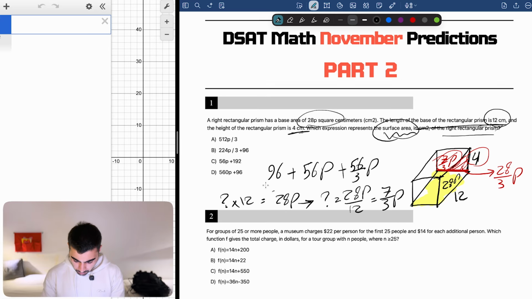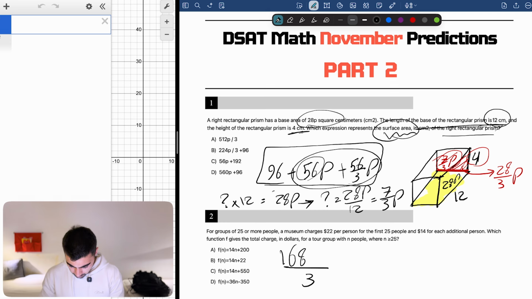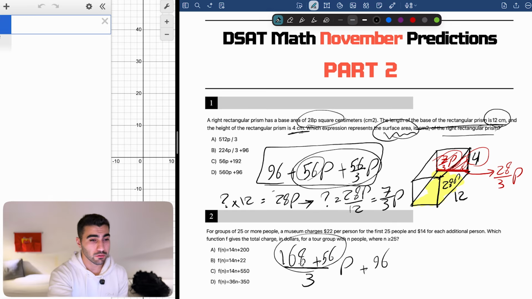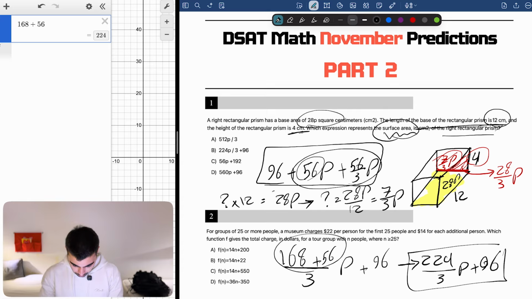So 2 times 28 over 3 π, because we have 2 of these faces, gives us 56 over 3 π. Now we need to find the sum of these, which is going to give us the surface area of this rectangular prism. So we need to add 56π and 56 over 3 π. The common denominator is going to be 3, and 56 times 3 gives us 168. Then 168 plus 56, I'll do it on Desmos, is going to be equal to 224 over 3 π, plus 96. So the answer is going to be choice B.